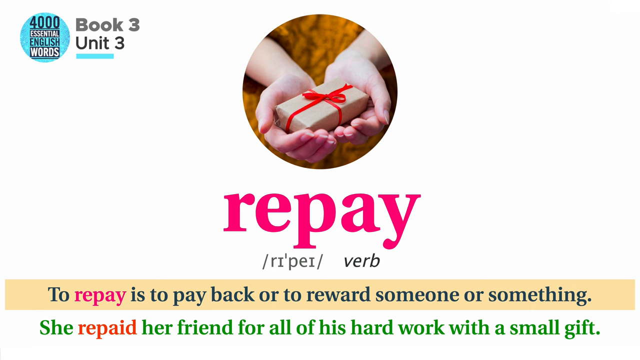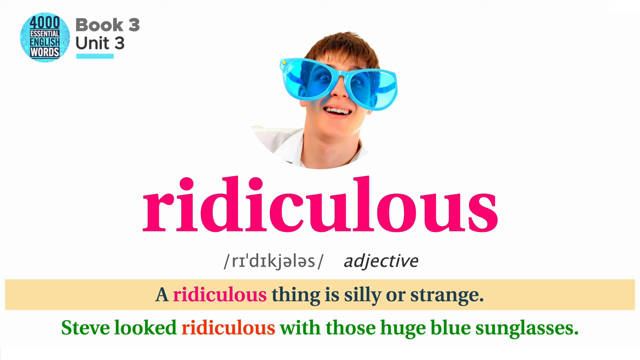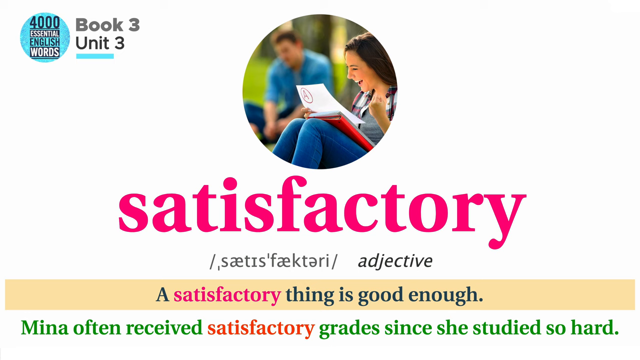Ridiculous. A ridiculous thing is silly or strange. Steve looked ridiculous with those huge blue sunglasses. Satisfactory. A satisfactory thing is good enough. Mina often received satisfactory grades since she studied so hard.